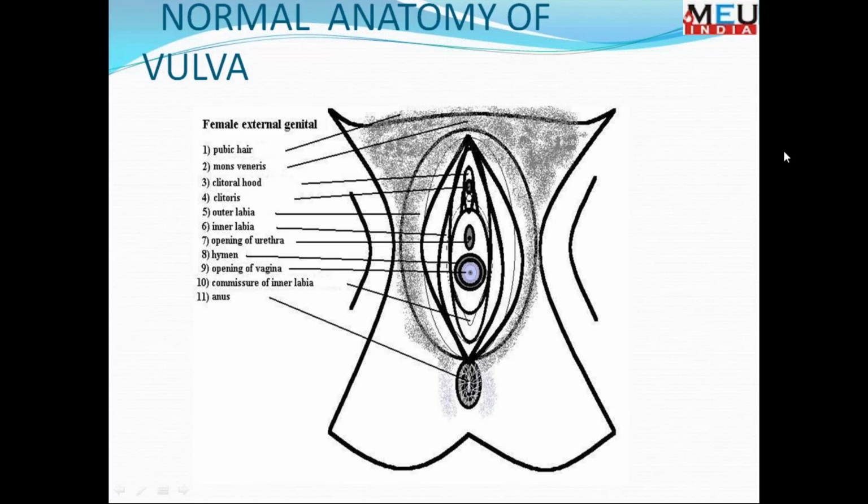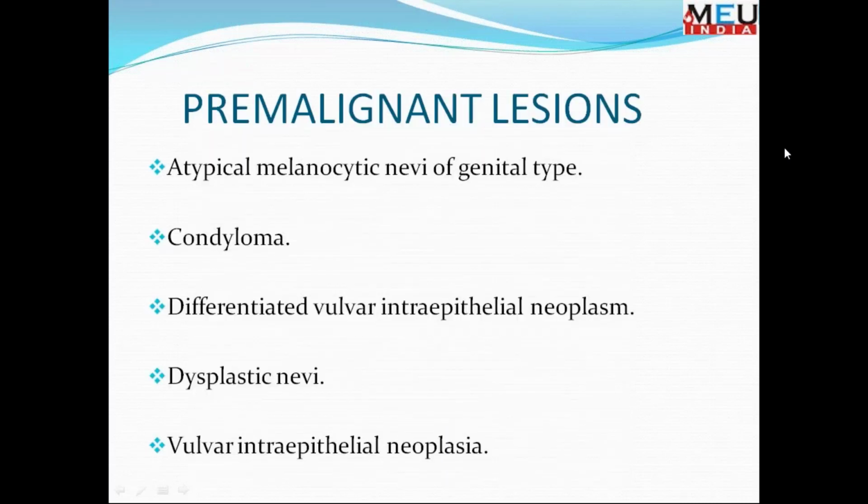here the main anatomy is the mons veneris along with the clitoris, the outer labia majora and inner labia minora, the opening of the urethra, the hymen, and the opening of the vagina along with the surrounding. Here the skin is mainly squamous epithelium. Since this area has a lot of hair and glands around it, most of the pathologies involve the squamous epithelium and the hair follicles.